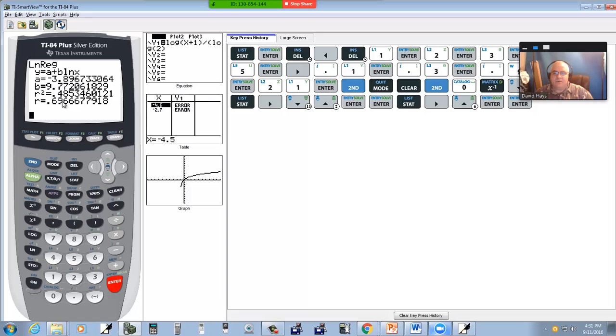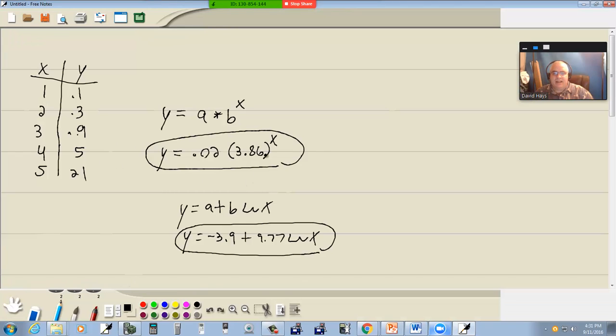Now you might look at that though and see that r squared and r are pretty far away from 1, so it's not a very good model. The reason why is because I designed it to be an exponential model. But anyway, that's how you do your regression on your calculator. Now I'm going to go ahead and stop the video here, and then I'll answer any questions you have.